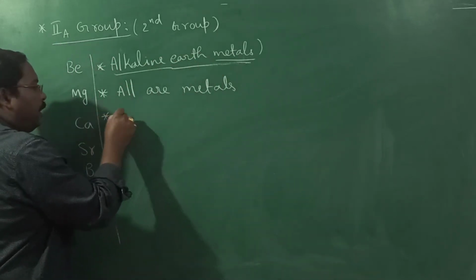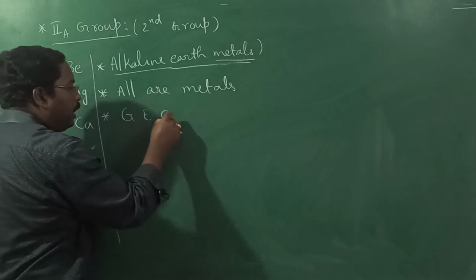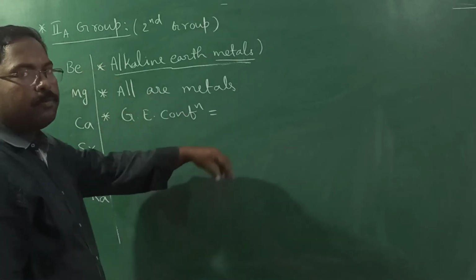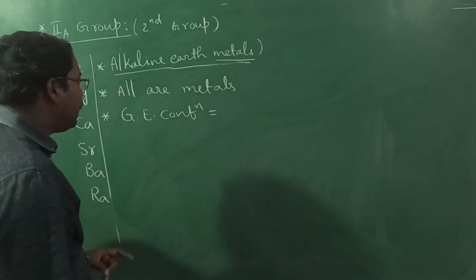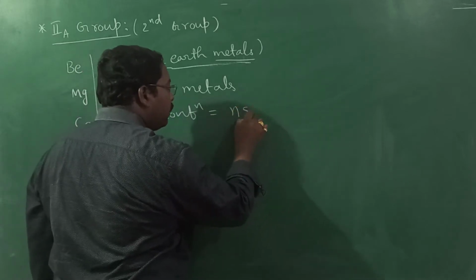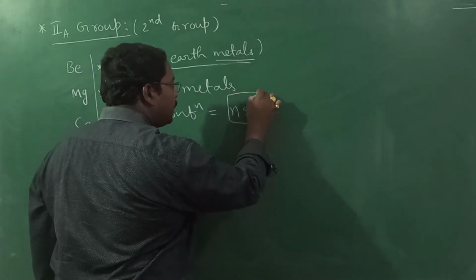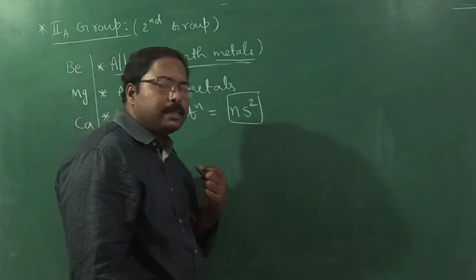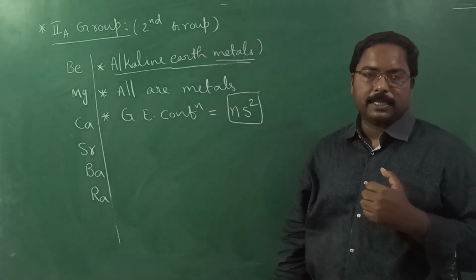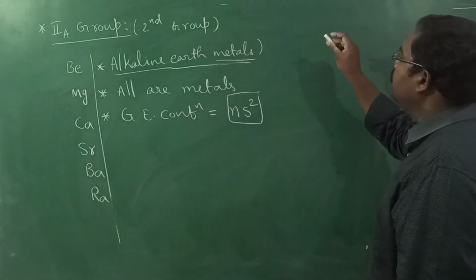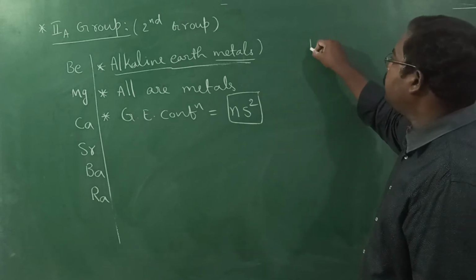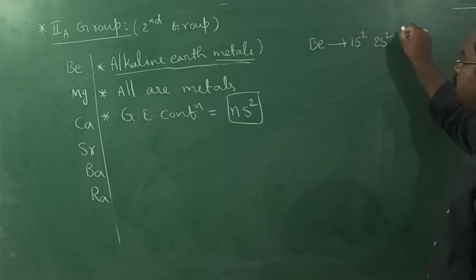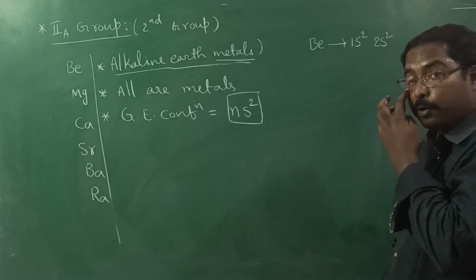Now let us focus on the general electronic configuration. The first group contains one electron in the valence shell. Now if you come to the second group, these have the general electronic configuration ns2. If you have a doubt, already in the previous lesson we discussed electronic configurations, right? Now let's look at those notes. If you observe beryllium, what electronic configuration did we get? 1s2, then 2s2, because its atomic number is 4.